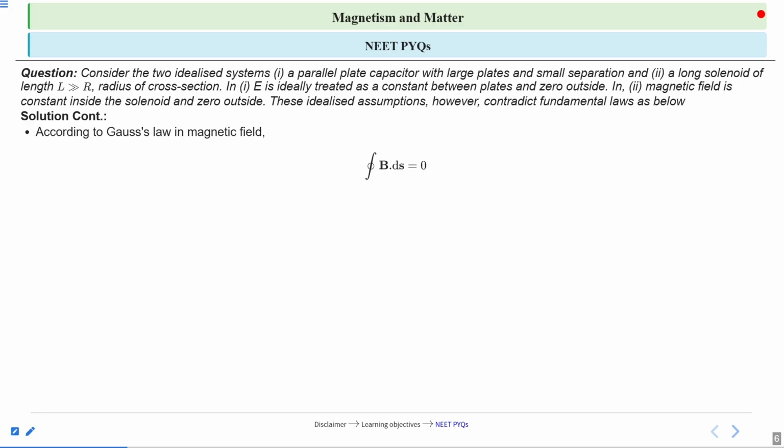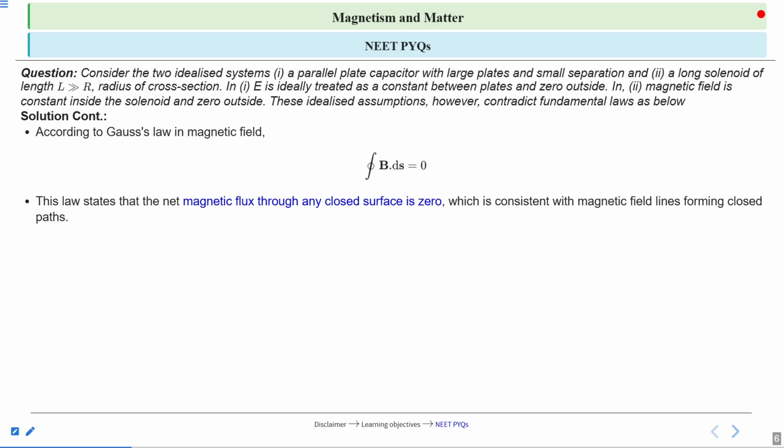Magnetic flux due to the north pole will be outward flux, and magnetic flux due to the south pole will be inward flux, and both this outward and inward flux cancel out, and net flux through the surface will be zero. It is always zero. So this law states that the net magnetic flux through any closed surface is zero, which is consistent with the magnetic field lines forming closed loops.